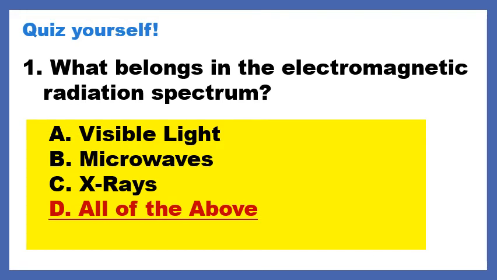All right, and the answer is all of the above. Remember, there's lots of stuff in the electromagnetic radiation spectrum. We are concerned about visible light, we are concerned about infrared light, and we are concerned about ultraviolet light. I had to quiz myself a little bit because we're talking about the sun's energy in this lesson.